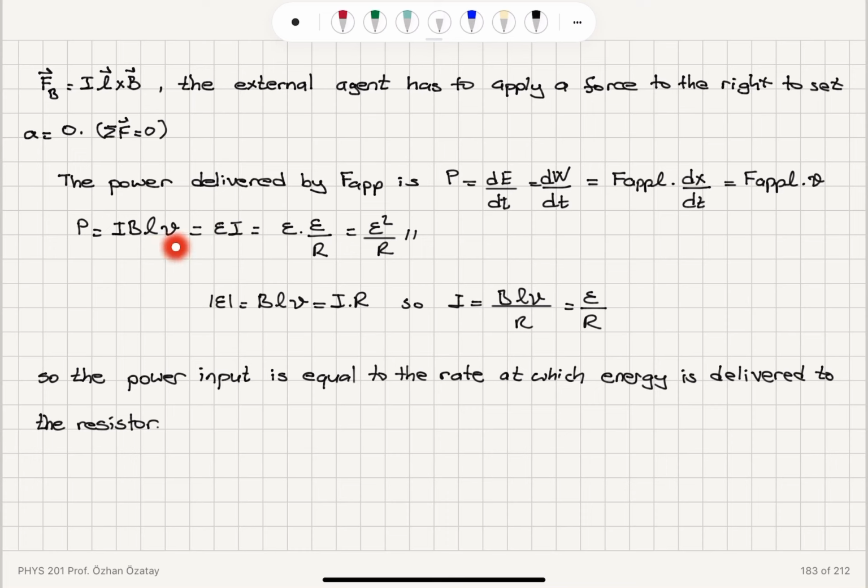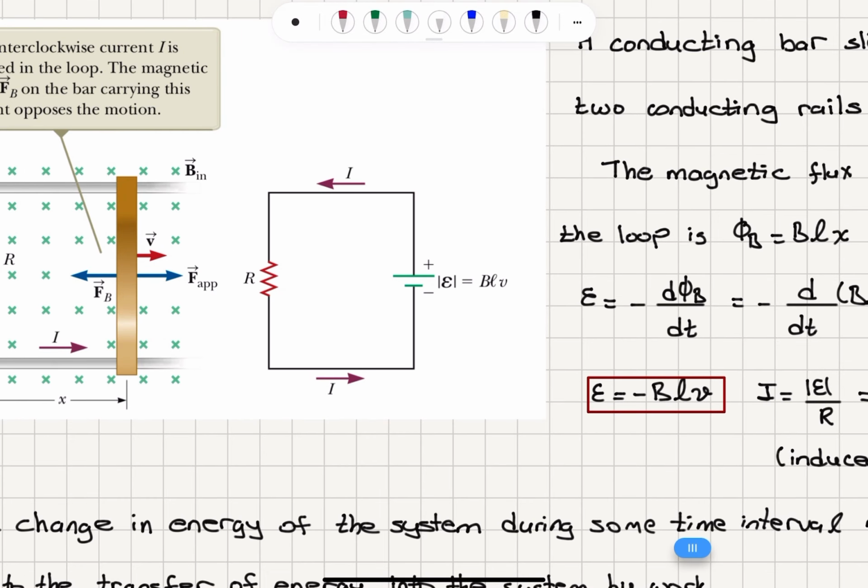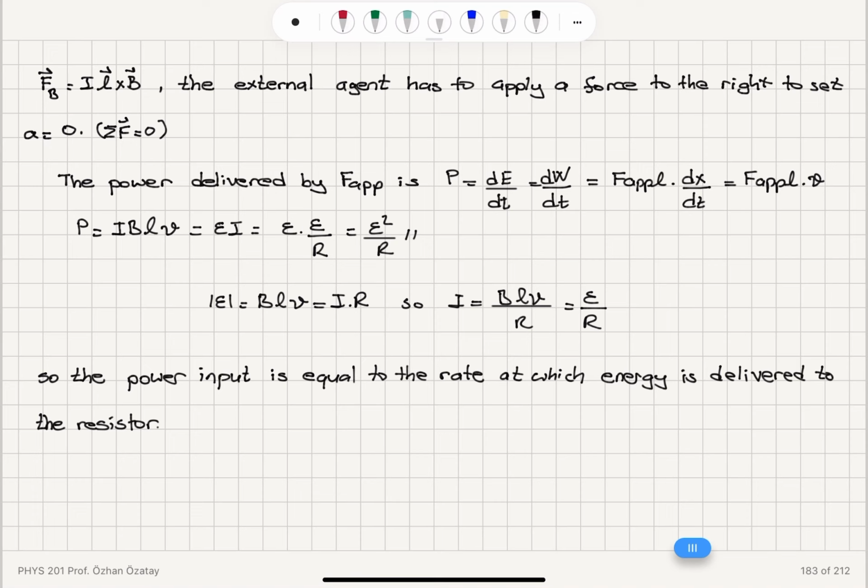ILB times v is the power. BvL is epsilon, the induced EMF, so epsilon times current. Current is epsilon over R, because the same potential appears here and here. Epsilon over R is the current. So we have epsilon squared over R. That's the power consumed by the resistor. So the power input is equal to the rate at which energy is delivered to the resistor.